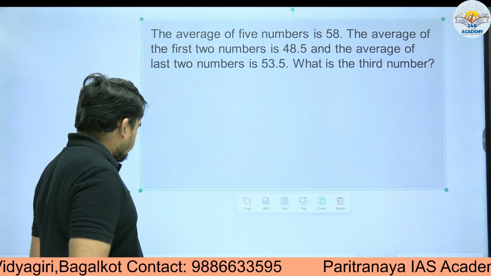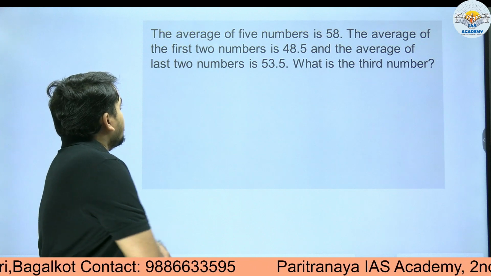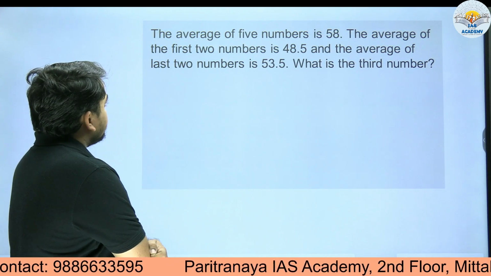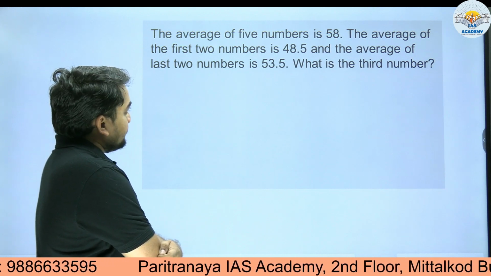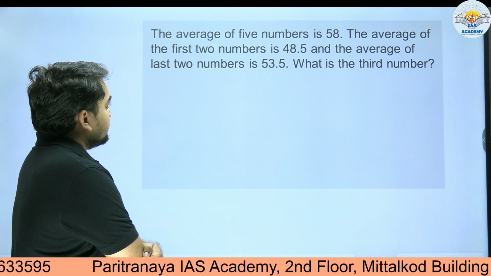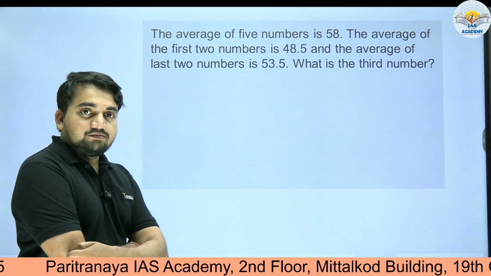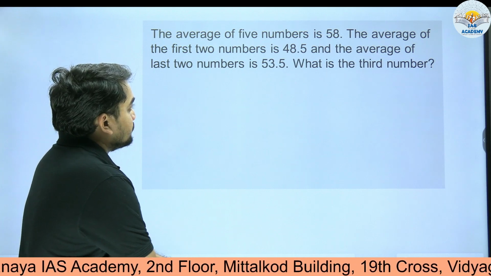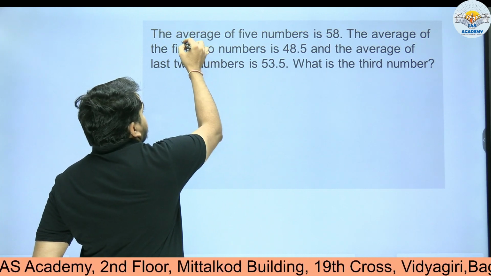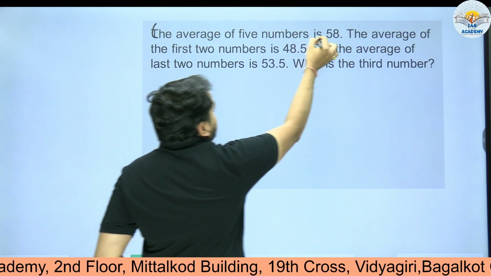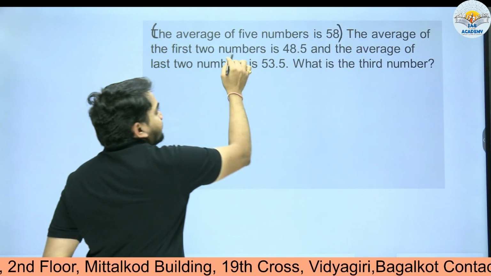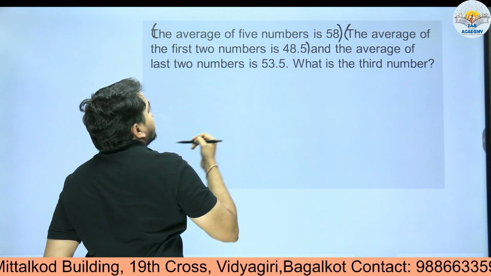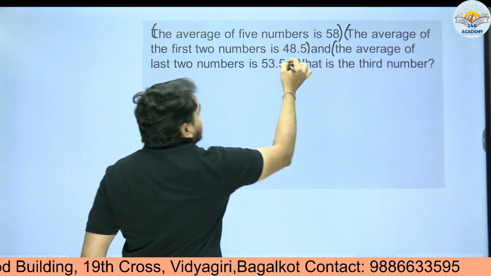All right. Read this question. The question asks that the average of 5 numbers is 58. The average of the first two numbers is 48.5 and the average of the last two numbers is 53.5. What is the third number? All right. Read the question again and we can divide it into three parts. Firstly, they have given an average of 5 numbers. Then next, the average of the first two numbers and the average of the last two numbers.